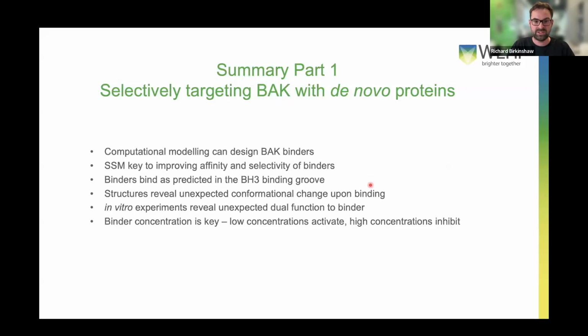I've been able to show you that it did manage to design and bind where we expected to. However, this actually had unexpected consequences in activity that we wouldn't have predicted prior to starting this project. And interestingly, there is this concentration dependence that probably has some important ramifications for designing BAC inhibitors in the future.